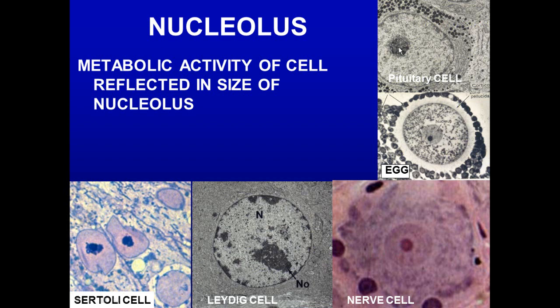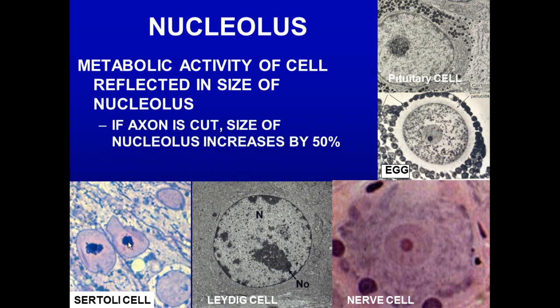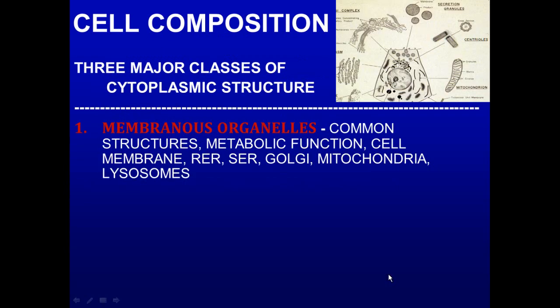Again, the nucleolus of a cell, and the metabolic activity of a cell is somewhat depicted by the nucleolus. If you have a lot of euchromatin and a very large nucleolus, you have a metabolically active cell. In some cells, like if you cut an axon, the size of the nucleolus can increase by 50%. The size of the nucleolus is important because the nucleolus is where ribosomal RNA is produced, and you need ribosomes to be able to make things in the cell. In fact, that's the initial substance we see right in through there. This nerve cell is actually ribosomes.